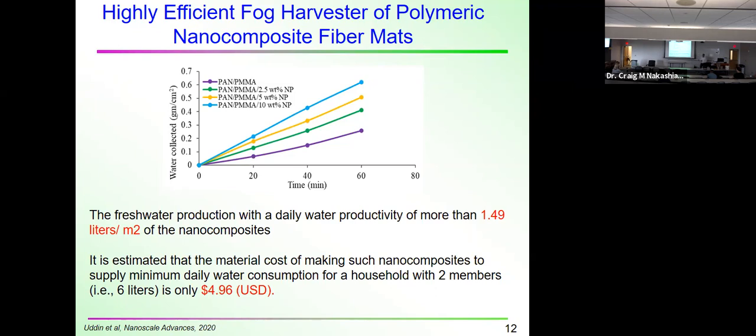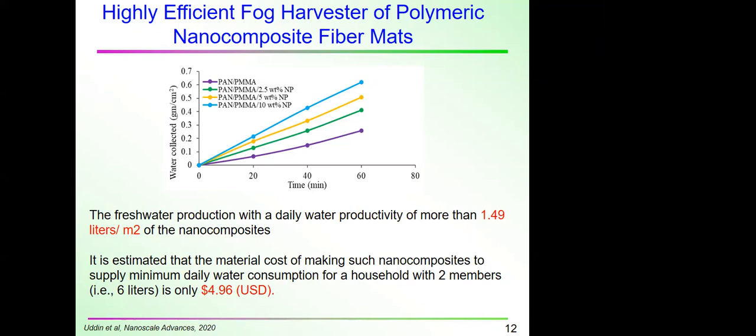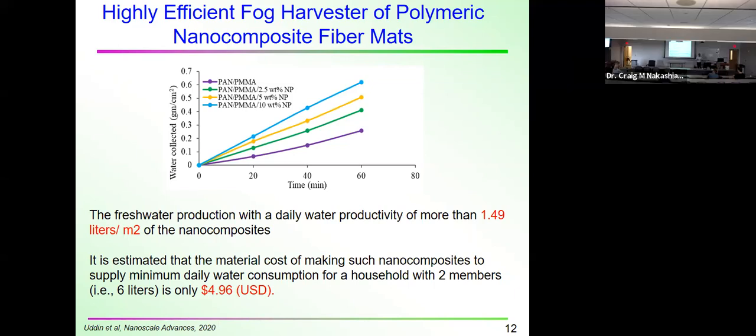Any questions, guys, up to now? With the application, do you envision it being on a household by household basis, or is there an industrial use? No, this is small. If you want to collect 6 liters of water for a 2-member household, sure. Making that kind of composite, the material cost is only $4.96. You can do it on a much bigger scale. This is laboratory scale. I did it just for its performance. You can do a bigger scale.